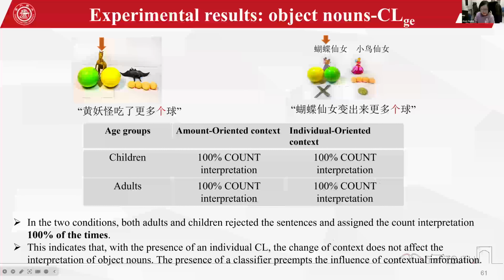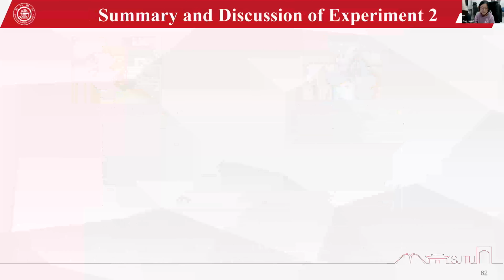So this indicates that the context does not affect the interpretation of object nouns when they co-occur with the classifier. So the presence of the classifier preempts the influence of contextual information.